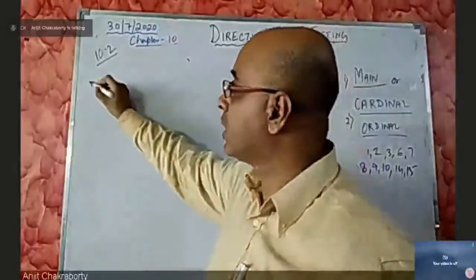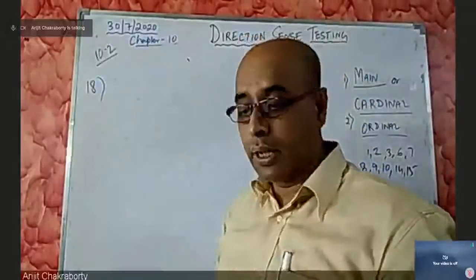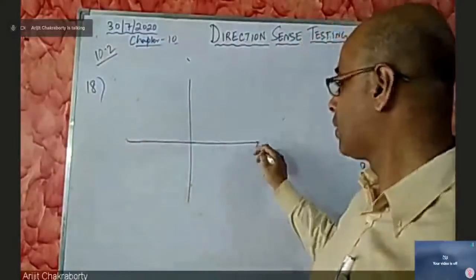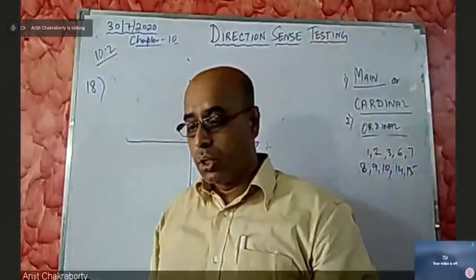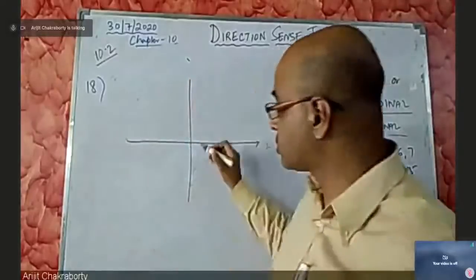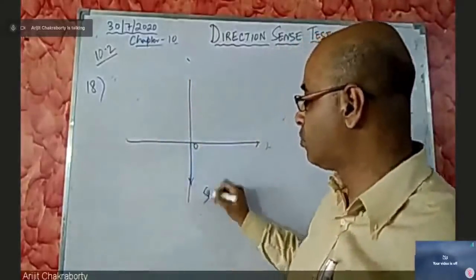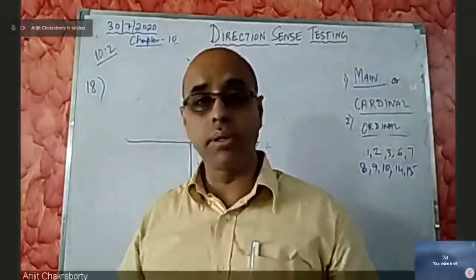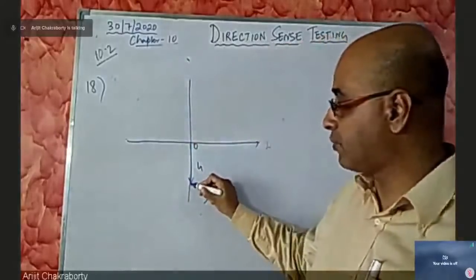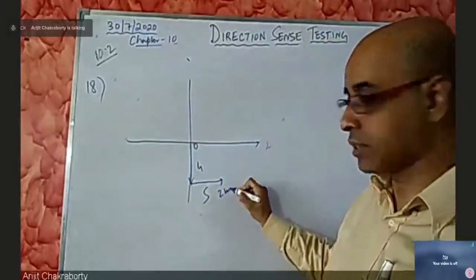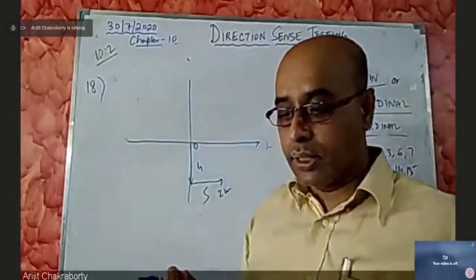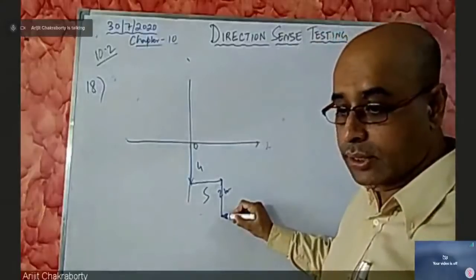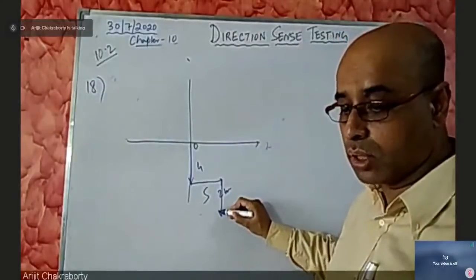Number 18. A man on a moped starts from a point and moves 4 kilometers south. Okay, so starts from O and moves south 4 kilometers. Fine. And then turns left and rides 2 kilometers. Turning towards the left and goes 2 kilometers and turns again to the right. So turning again to the right and to go more towards which direction?